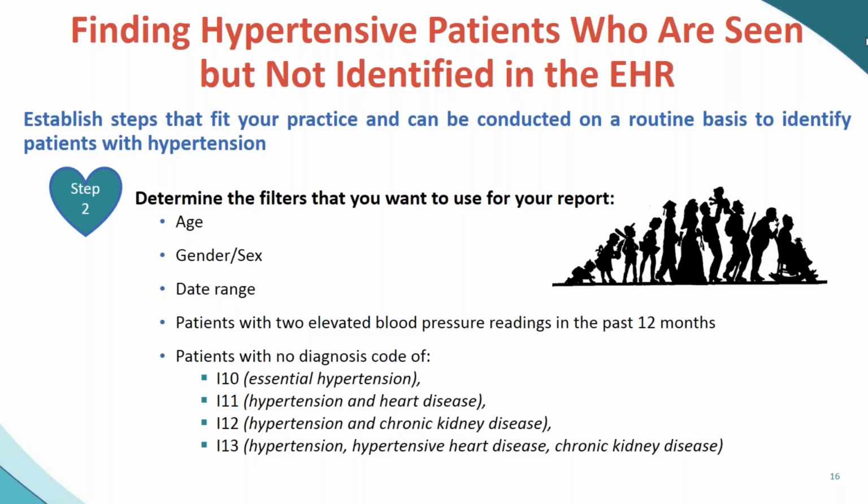So please make sure that you take the additional step to go back in and code them once you've identified them. And just as a reminder, I-10 is the essential hypertension, 11 is with heart disease, 12 is with kidney disease, and then 13 is with all 3.